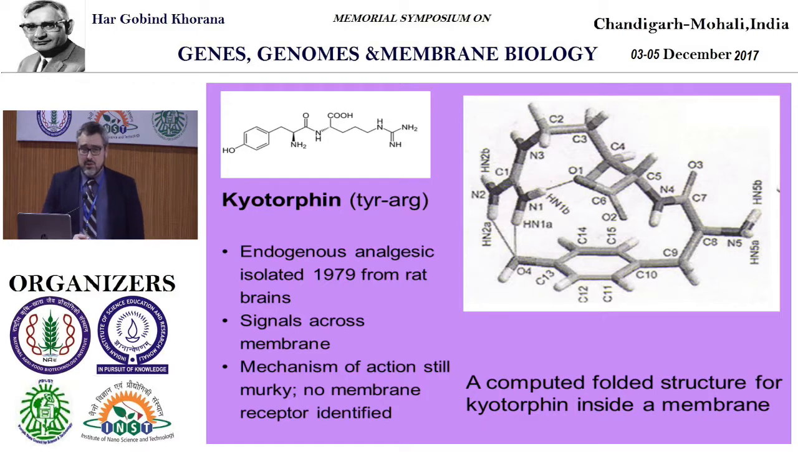Of course, many people are familiar with the opioid drug epidemic in the US, and there's a great need to develop drugs that don't exhibit the same problems with addiction. One of the issues with the opioids is that the opioid receptors have a number of desensitization mechanisms built in, and that desensitization is part of the mechanism of tolerance, which is part of the problem with current analgesics. So there is a computed folded structure for kyotorphin inside a membrane. Actually, in aqueous solution, it's expected to have a fairly extended structure. This structure shows a direct interaction between the tyrosine and the guanidine group of the arginine side chain.